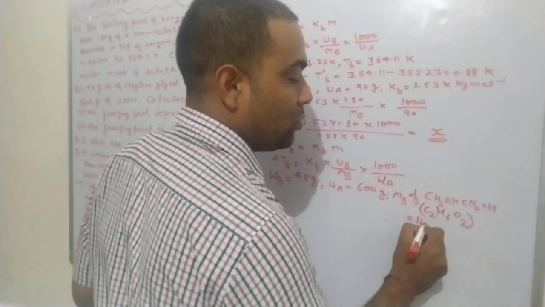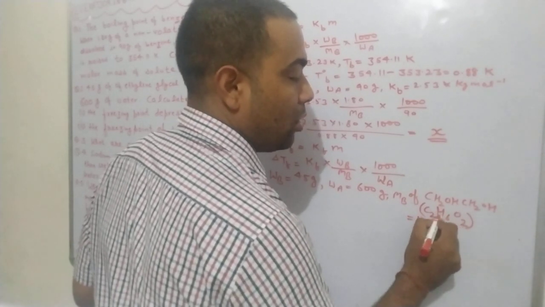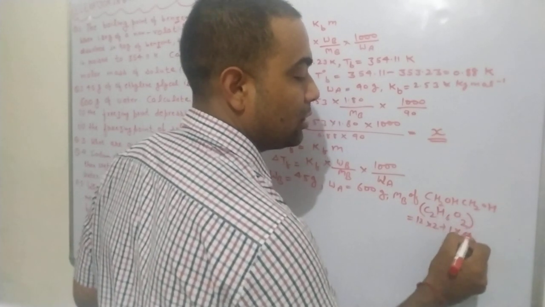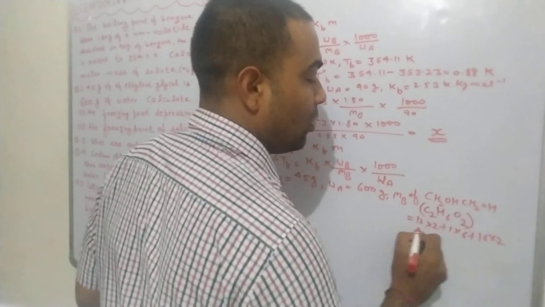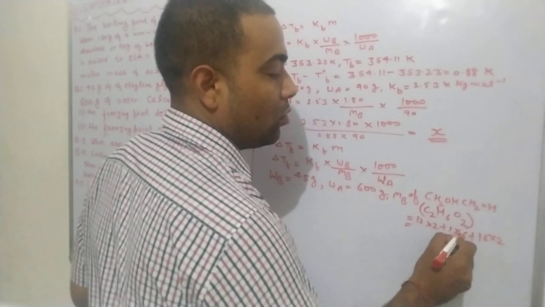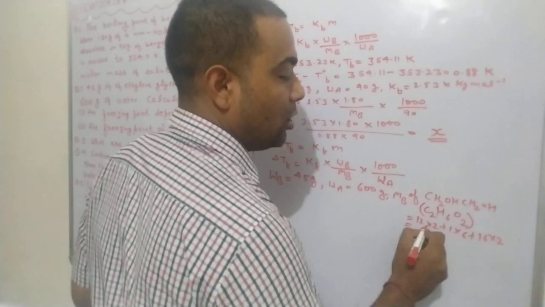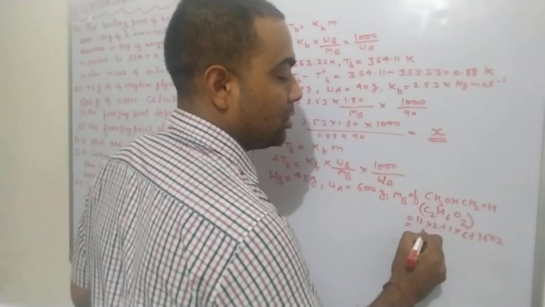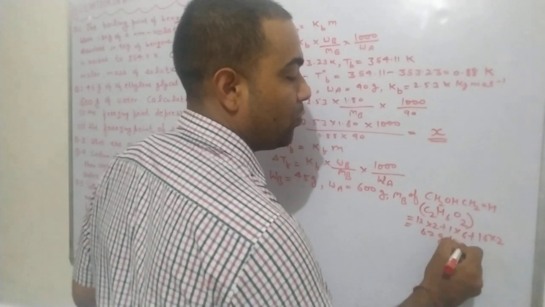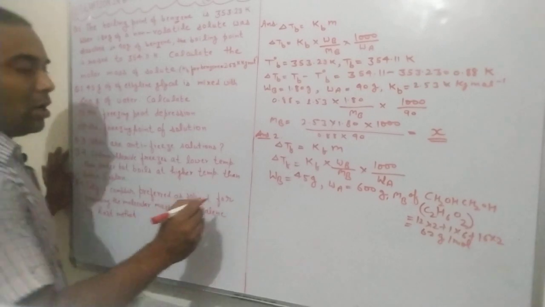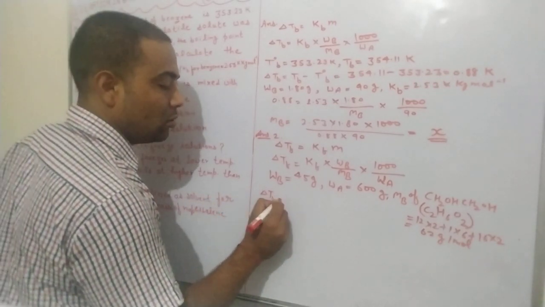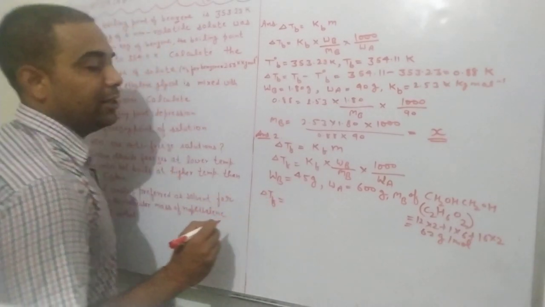Atomic mass of carbon is 12 into 2, atomic mass of hydrogen 1 into 6, atomic mass of oxygen is 16 into 2. So it will be equal to what? 24, 30, 32. So 30 plus 32, that is 62 gram per mole. So that is the molar mass of ethane 1,2-diol. Now we'll put the values and we'll calculate del Tf.